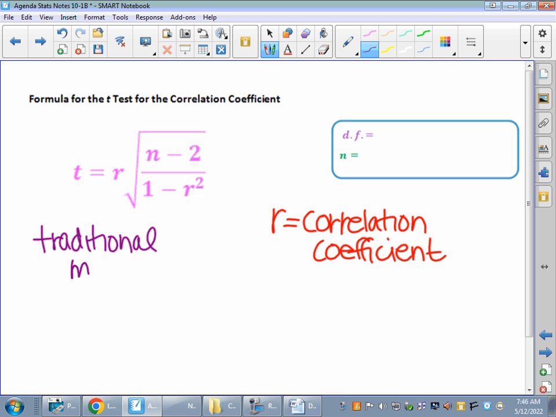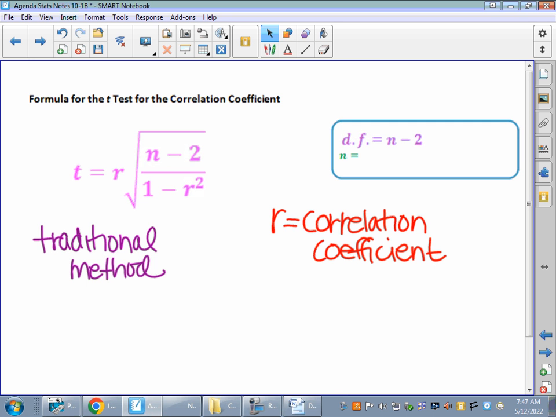I am going to suggest that we don't use this. I do need to point out a couple things over here in the side box. This is the first time we're going to change up degrees of freedom. DF, we need to go with n minus 2. That's how many values are free to vary. So we have less wiggle room for this one.